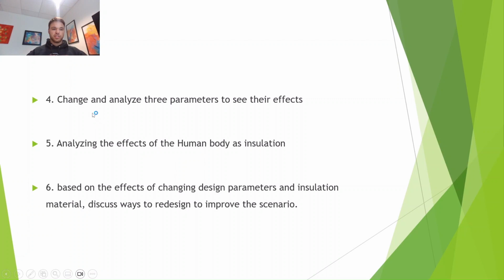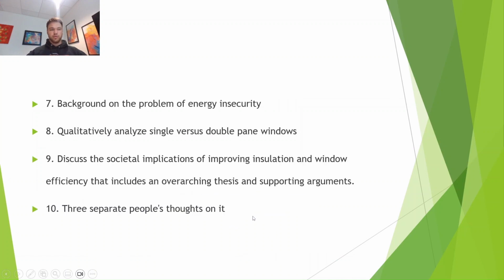Goal 2, change and analyze 3 parameters to see their effects on the system, analyzing the effects of the human body as an insulation. Based on the effects of change in design parameters and insulation material, discuss ways to redesign to improve the scenario as a whole.